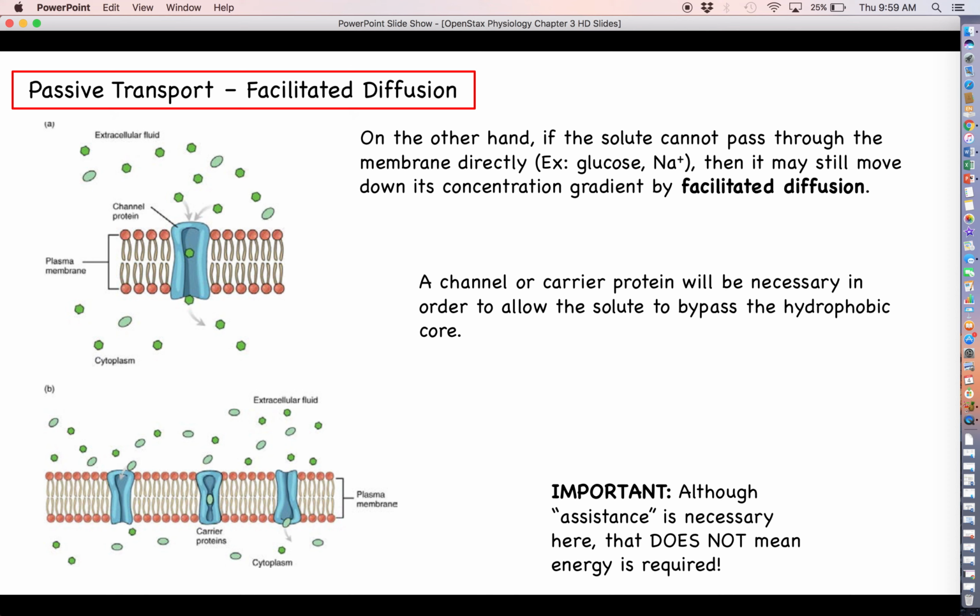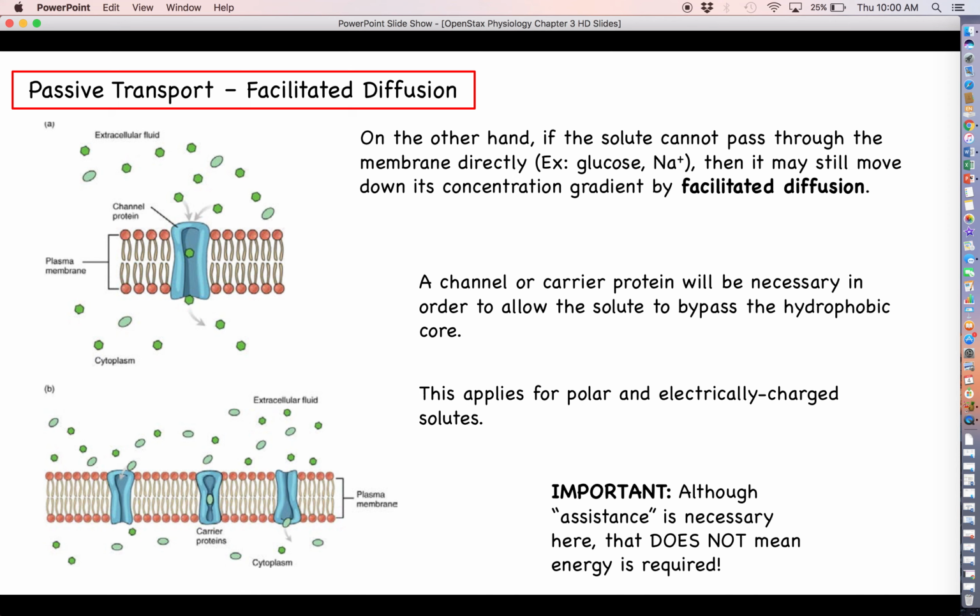But the important thing to remember here is that even though a channel or a carrier assists the passage of things like sodium and glucose from one side of the membrane to the other, just because there is assistance happening here, that does not mean that energy is required. This is still a passive process because the whole thing is still going downhill. We are still going from high concentration to low concentration. So facilitated diffusion is going to apply for both polar and electrically charged solutes.